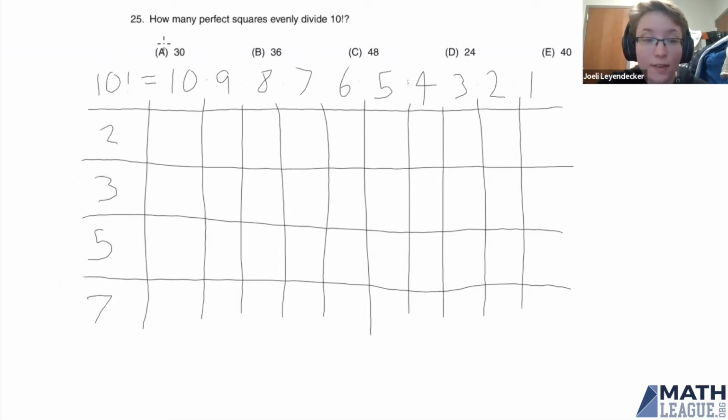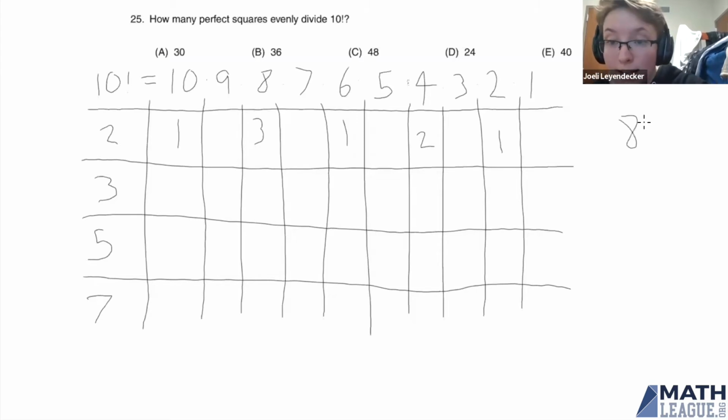2, 3, 5, and 7 are the only prime numbers less than or equal to 10, which I'm sure you can all verify. And if we go through, we start with the prime number 2, and we see that there's one factor of 2 in 2, obviously. There are 2 factors of 2 in 4, because 4 is 2 squared. There's 1 in 6, there's 3 in 8, and there is 1 in 10, for a total of 8 factors of 2.